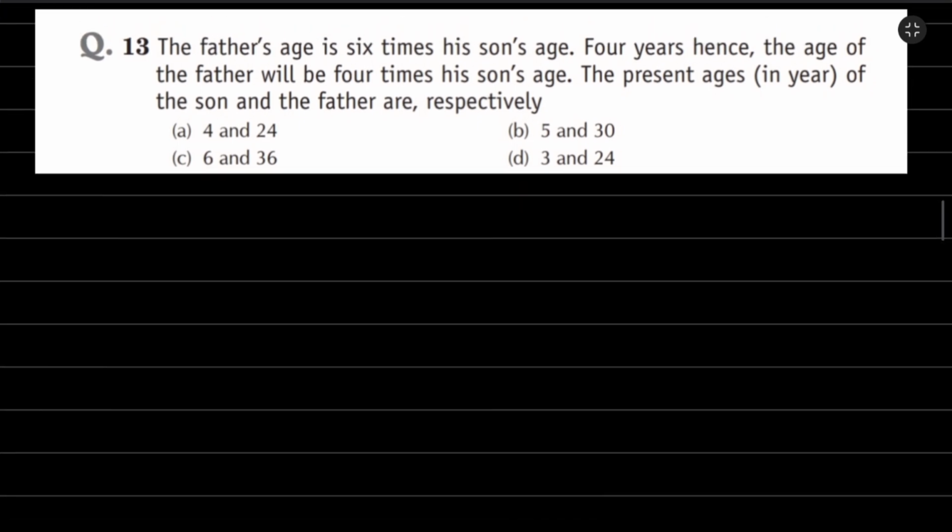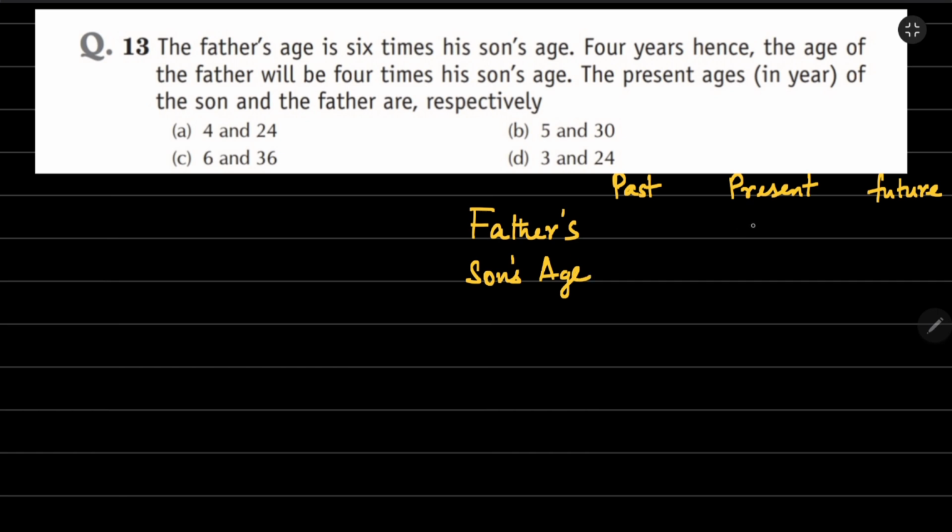The father's age is 6 times his son's age. Here, let this be your father's age. This is your present age. Let this be the future age, that is many years later, and this is the past. This is the son's age. Let the father's age be X. You can write it as a sentence. Let the son's age be Y.